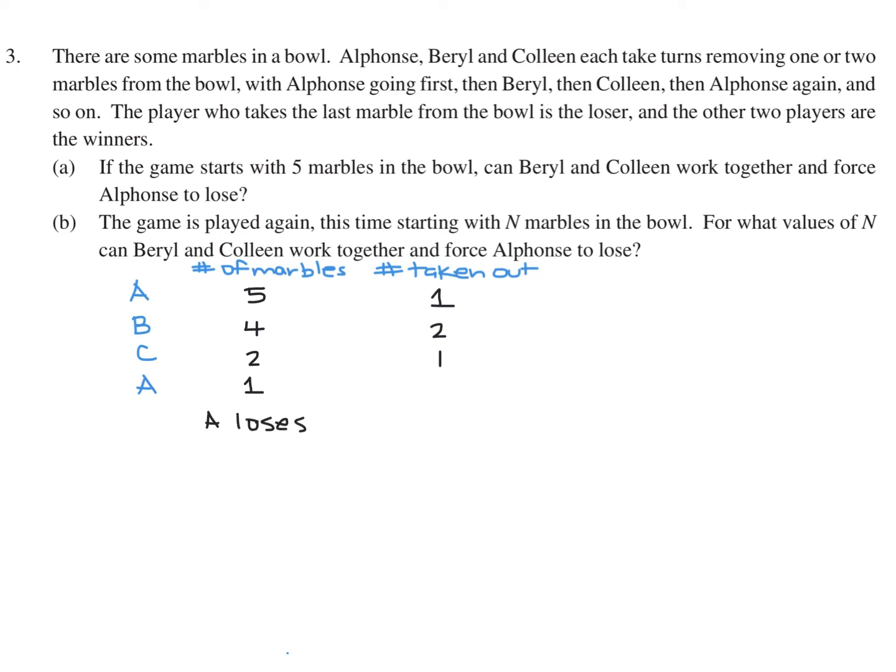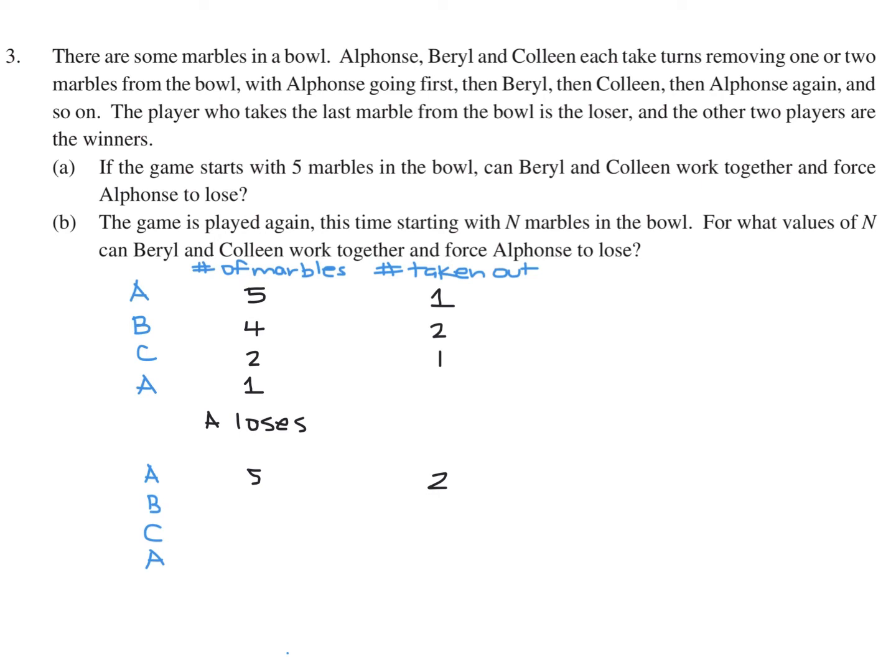Okay, so that is the strategy to make A lose. Now let's continue this, right? Because what about if Alphonse removed 2? He can also remove 2. That's another one of his choices.